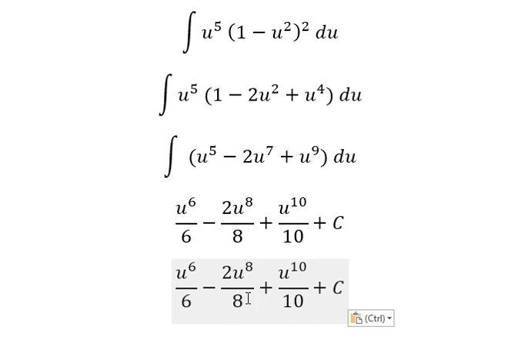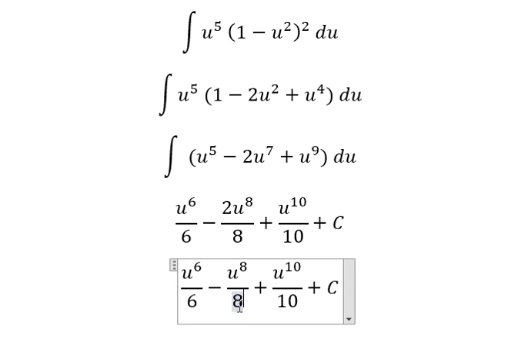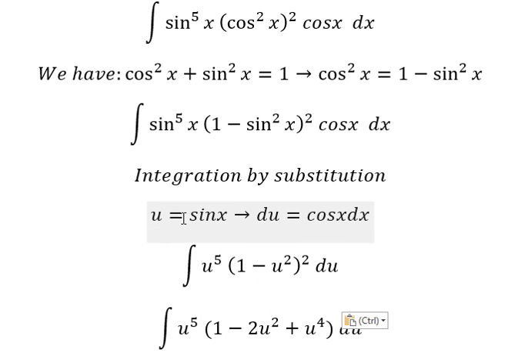So we have 2 simplified by 8. You got 1 over 4. About u, that is about this one.